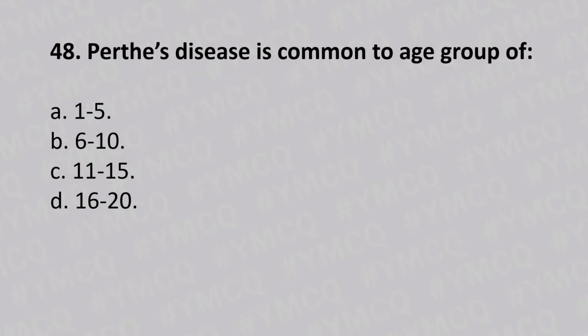Moving to our 48th question. Perthes disease is common at the age group of option A, 1 to 5. Option B, 6 to 10. Option C, 11 to 15. Option D, 16 to 20. And the answer is option B, 6 to 10.